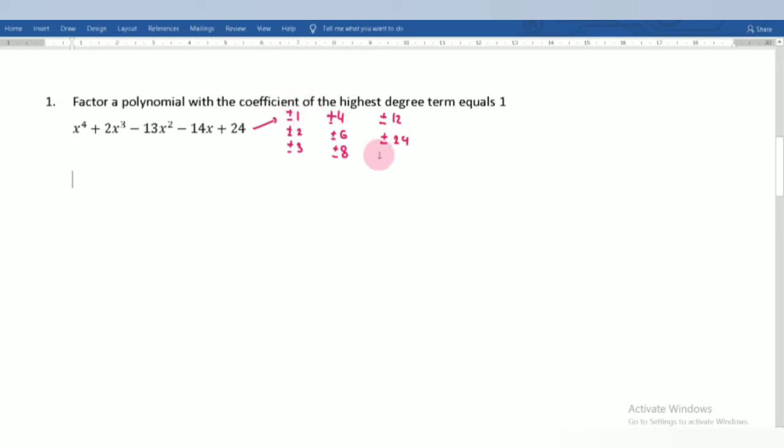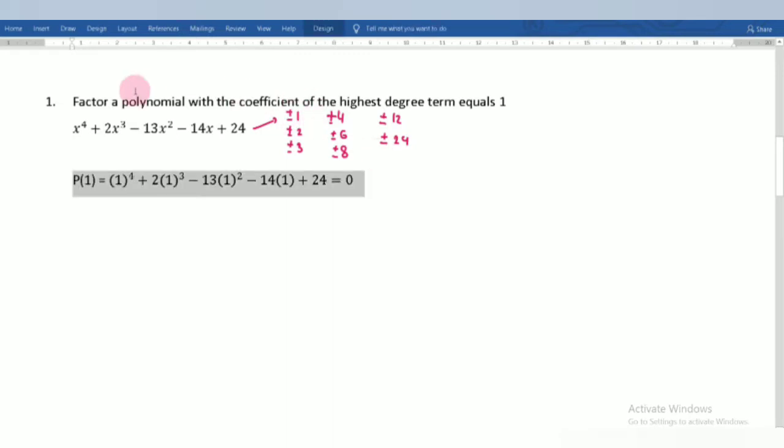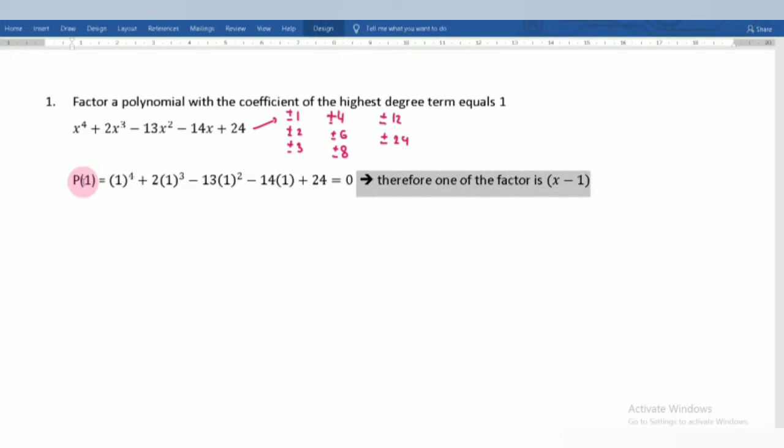So if I use +1 and I put it into this polynomial to replace x, 1 to the 4th power plus 2 times 1 cubed minus 13 times 1 squared minus 14 times 1 plus 24, and I calculate it, it will be 0. So 1 is the 0 of the factor that we are looking for. So the conclusion is one of the factors of this polynomial is x minus 1. Don't forget, if the 0 is +1, then the factor is x minus 1. Okay, so we have the first factor.